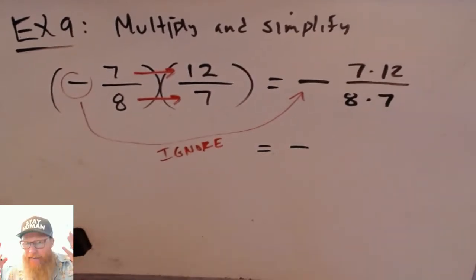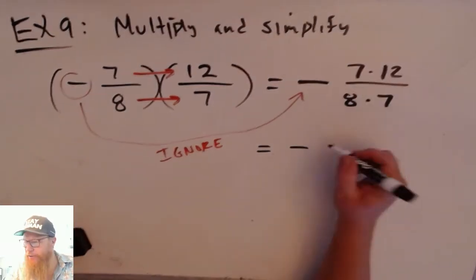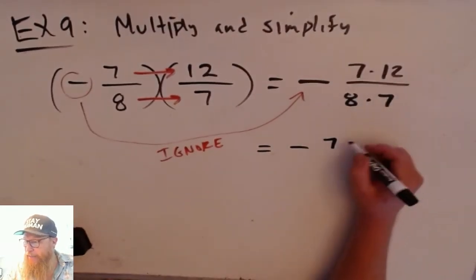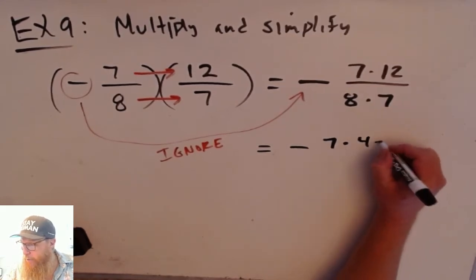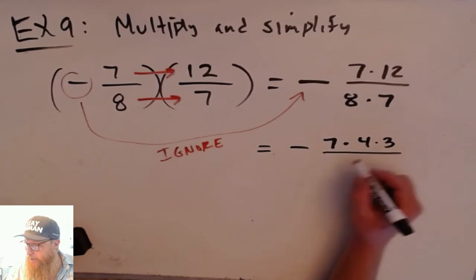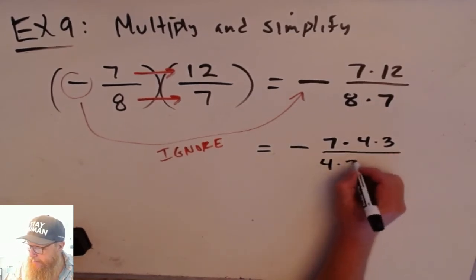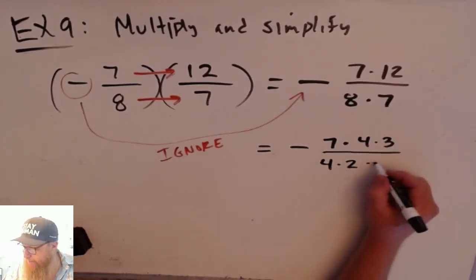So decide right away, right when you look at the problem, is my answer going to be positive or negative? Once you know, in this problem, it's going to be negative. Now you can ignore it and just do the rest of the problem. 7 times 12, so 12 is 4 times 3, or if you prefer 6 times 2, you could do that as well. I like 4 times 3. 8 is 4 times 2. And then 7 is still 7.